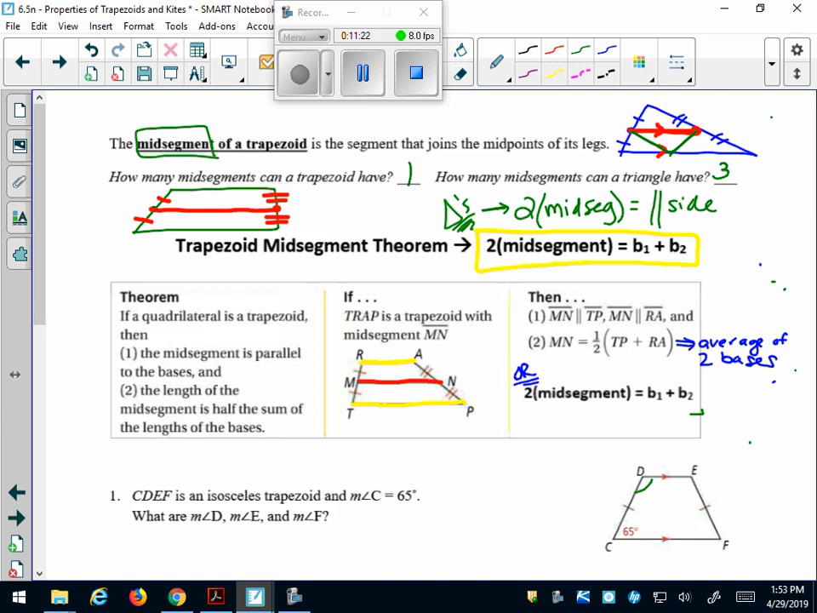Or you can think about it similar to when we did triangles. 2 times the midsegment equals B1 plus B2. It means the same thing, right? Taking B1 plus B2 and cutting it in half. It's the same thing as doing 2 times the midsegment equals B1 plus B2.